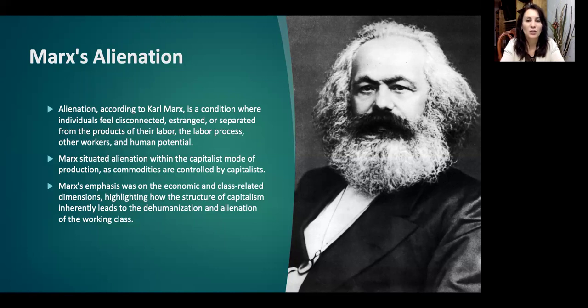Marx situated alienation within the capitalist mode of production, as commodities are controlled by capitalists. The products they're making are not theirs. They're only selling their labor. And when they are selling their labor, they are actually not free. Their work is sold to the capitalist, and then they will go and work. In some way we can think of slavery, because you are selling your time.